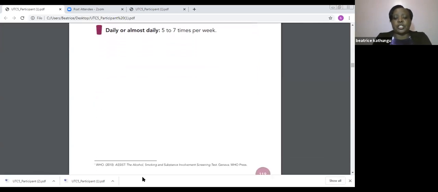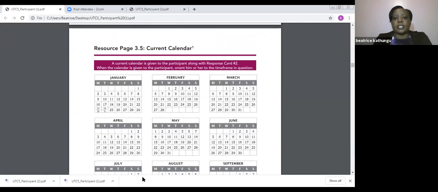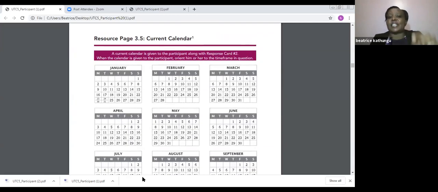Now the next one, number 3, is not a response card. This is actually a calendar. The calendar is very important. This is because sometimes when you ask the client, in the last 3 months, what substances have you used, they may not remember when the last month started or the third month you're talking about. So it's nice to ask them. Today is the 13th of June, so we are going to be thinking about the last 3 months. If you look at this calendar, when is 3 months backwards from this date?